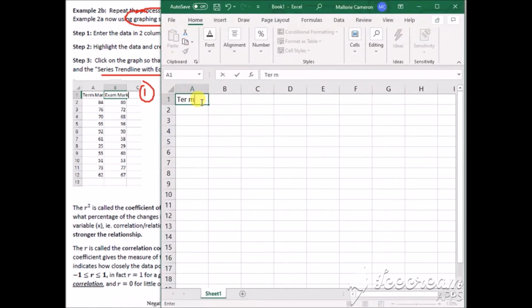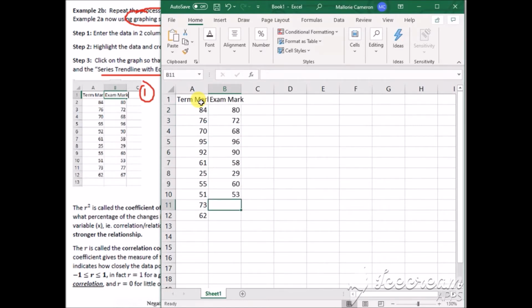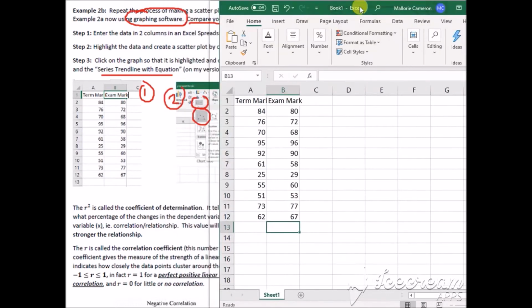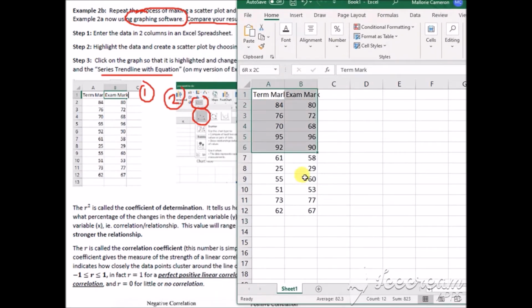Okay, so I'm going to write term mark, and I'm going to write exam mark. Okay, and I'm just going to go down here. 84, enter. 76, enter. 70, 95, 92, 60, and I'm just pressing enter after each data point here. And you might want to mimic this just to see if you can get through this question and get the same answer as me. Oops, 67. Okay, so that's step 1 done. Okay, pretty easy.